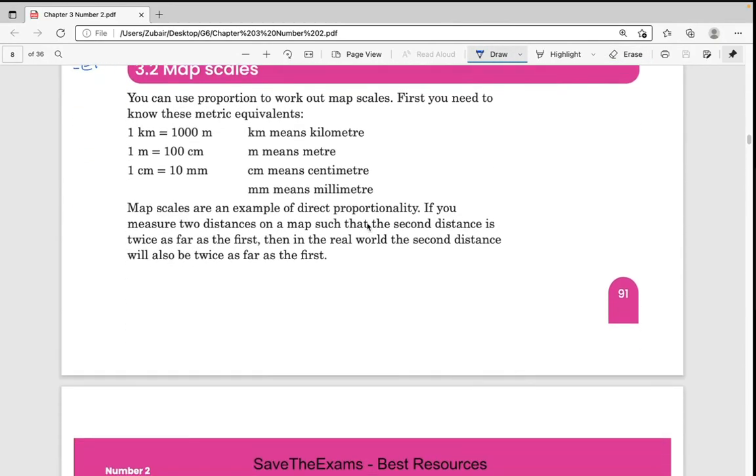A few conversions you should know by heart. 1 kilometer is equal to 1,000 meters. Wherever you see this k, that means 1,000. 1 kilogram, you see this k, that means 1,000 gram. 1 meter is 100 centimeters, and 1 centimeter is 10 millimeters. Map scales are examples of direct proportionality. Obviously, double the length on the map would be double the length on real ground.